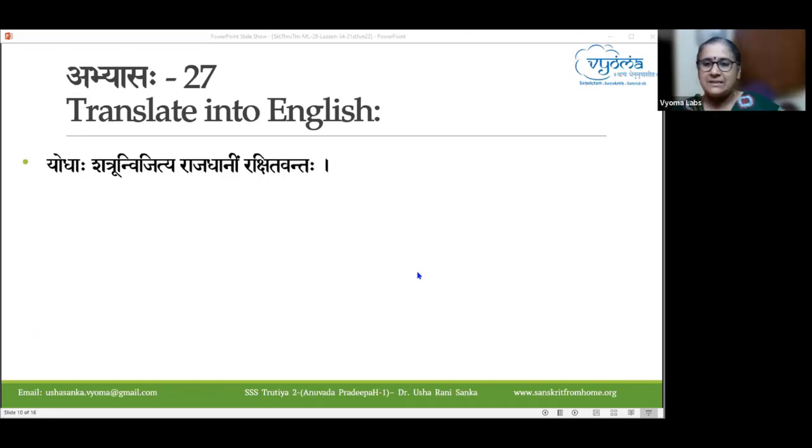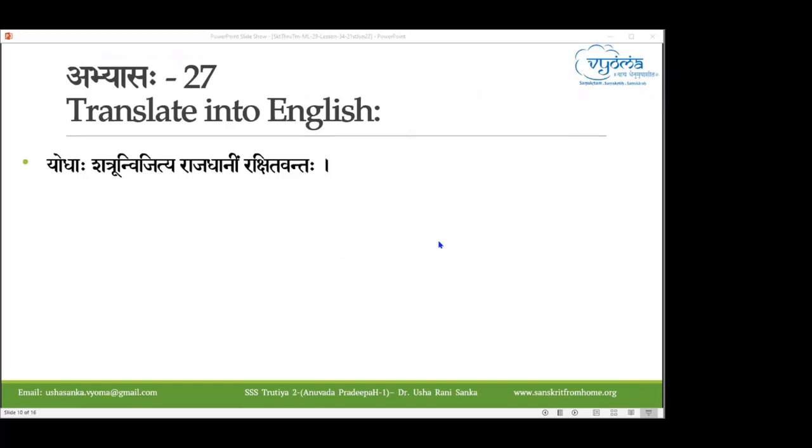Rajani Bhargavaji. Yodha Shatrun Vijitya Rajadhanim Rakshitavantah. The warriors, after being victorious over the enemies, protected the capital.